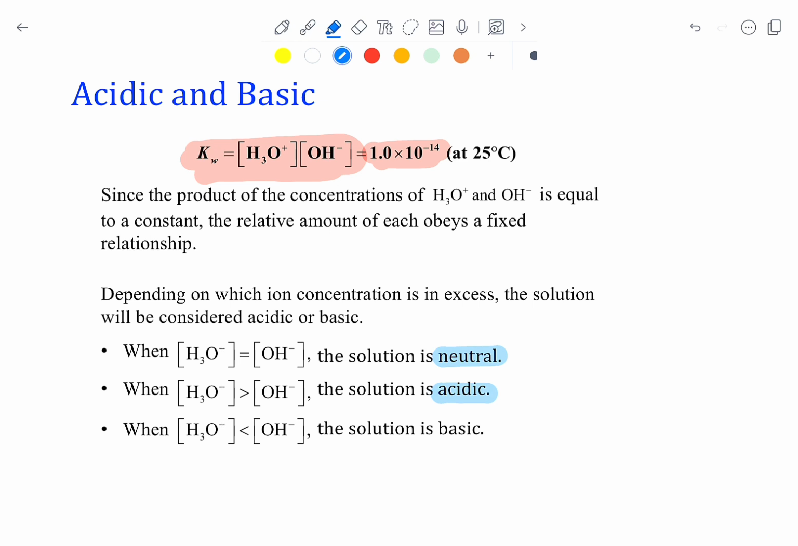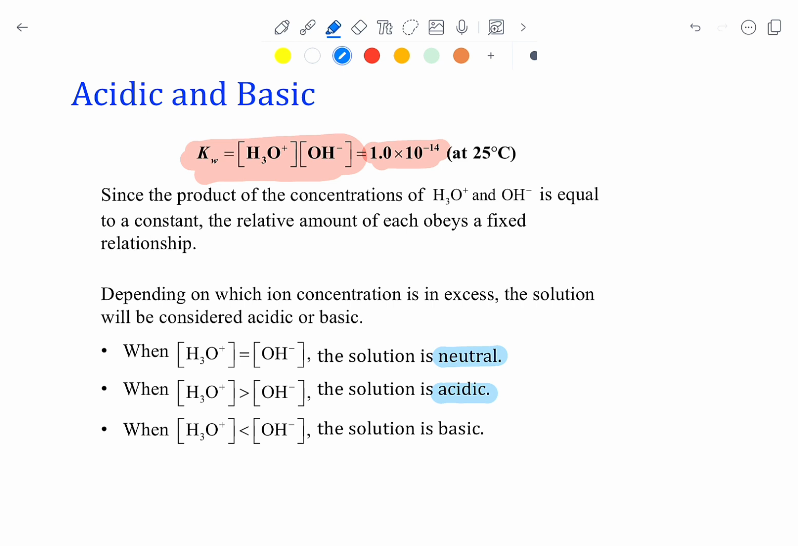Now, if you remember from our previous lesson, we said that if there are hydronium ions in the solution as one of our products, then we've done a reaction with an acid. So this is another way to remember that. Higher H3O plus, higher hydronium concentration suggests acidic.